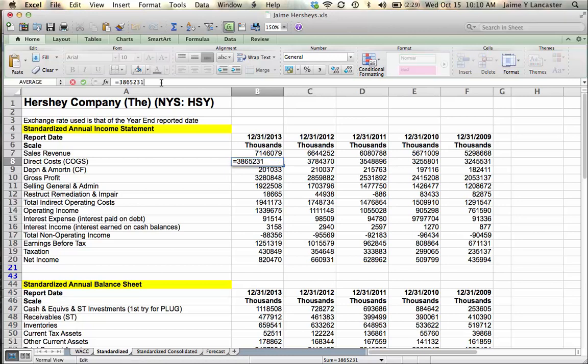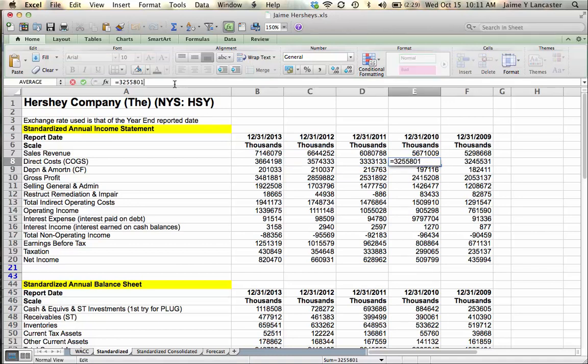So the way to do it is to go up into this COGS expense for the given year and subtract the depreciation and amortization expense. So it's going to require you to enter an equal sign and then subtract depreciation and amortization. And you're just going to do that for each of the years.